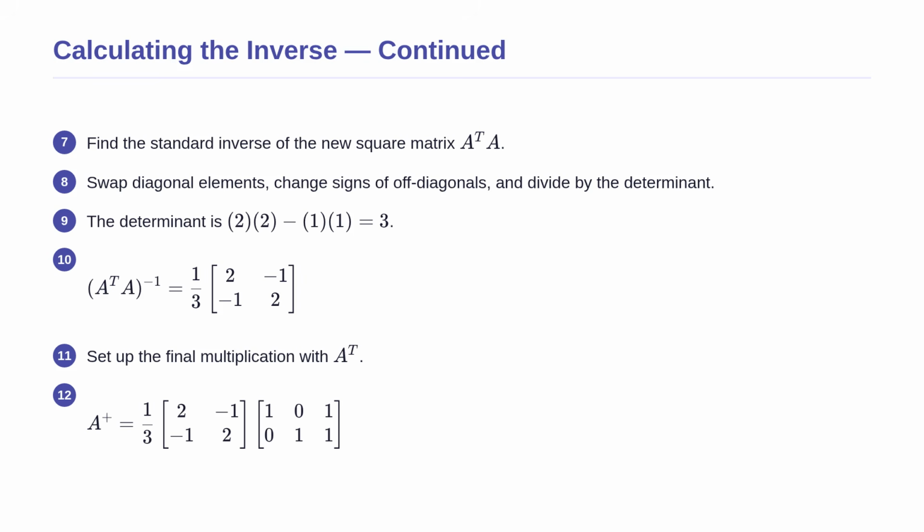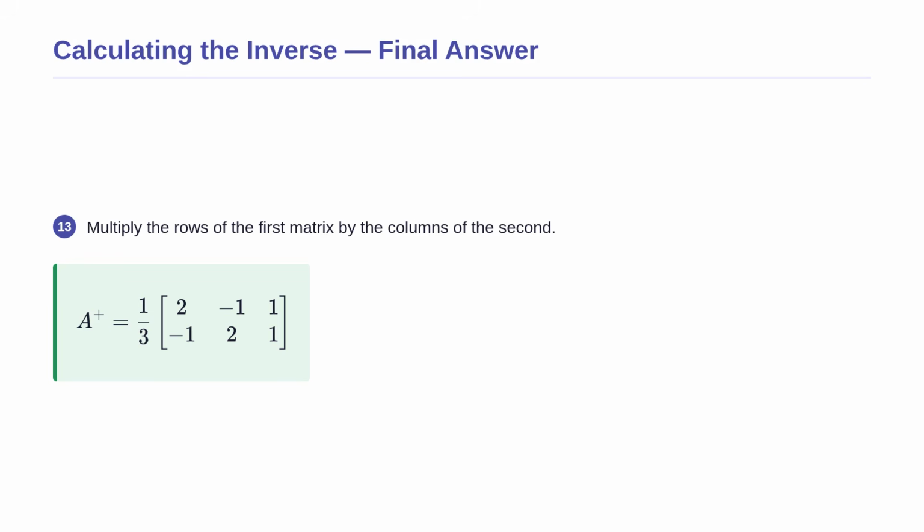The final step in our formula is to multiply this result by the transpose matrix from earlier. We set up the multiplication, leaving the 1/3 fraction on the outside for now, to keep the math clean and easy to follow. We are now at the final step. We perform the matrix multiplication by multiplying the rows of our square inverse by the columns of the transpose matrix. After calculating each element, we arrive at our final answer. We have successfully calculated the Moore-Penrose generalized inverse for our rectangular matrix.